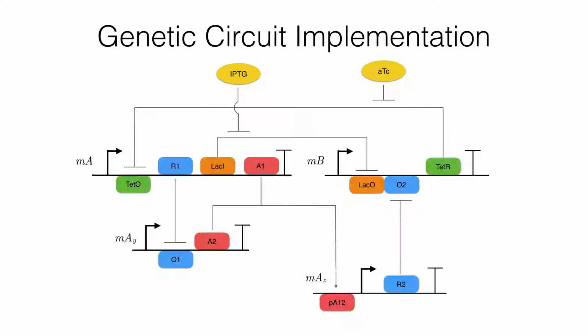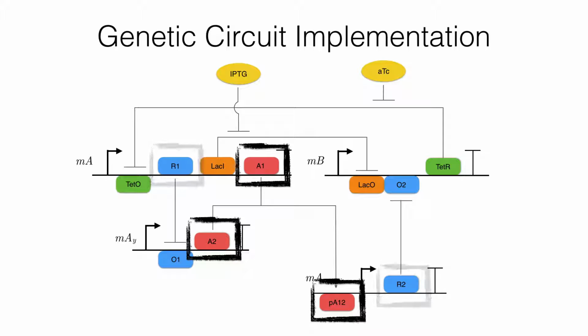In the genetic circuit implementation of my system, I've incorporated both real and hypothetical genetic parts. For instance, I've introduced two hypothetical repressors, R1 and R2, as well as the activators A1 and A2. The promoter, called PA12, acts as a hybrid promoter that only activates transcription when both A1 and A2 are present.